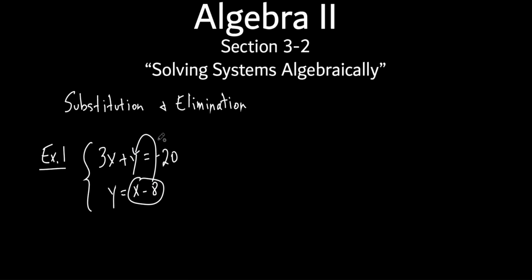Everybody see that? So that's my substitution. That's why they call it substitution, because your first step is to substitute. So what we're going to do is rewrite that first equation, but instead of 3x plus y, what are we going to write? 3x plus x minus 8. And then you finish it off. So it's 3x plus the y, which is x minus 8, equals negative 20.